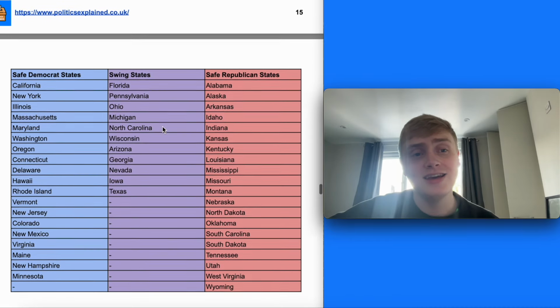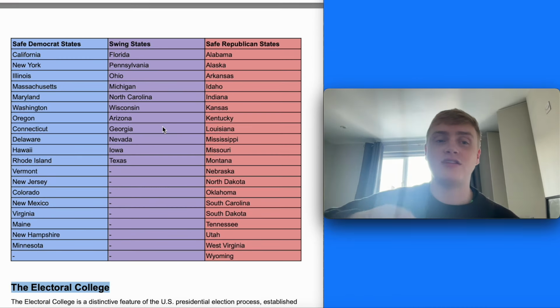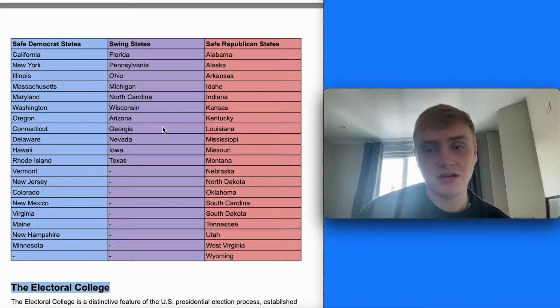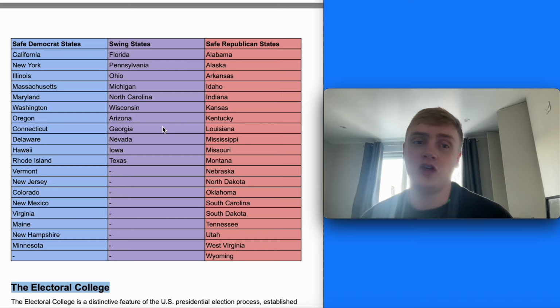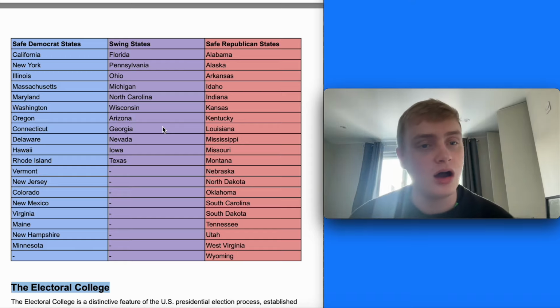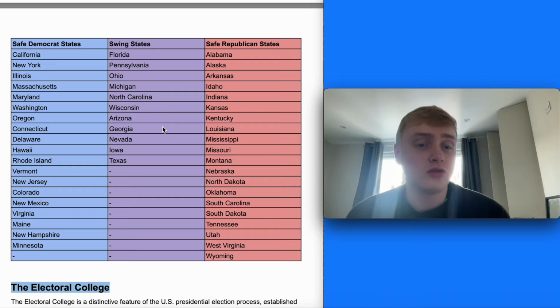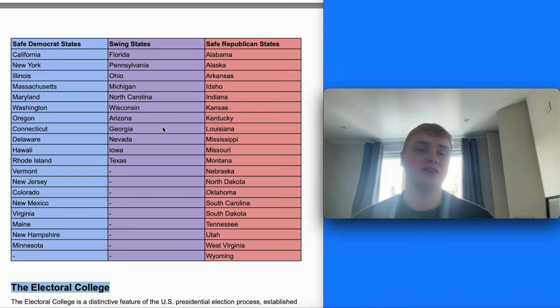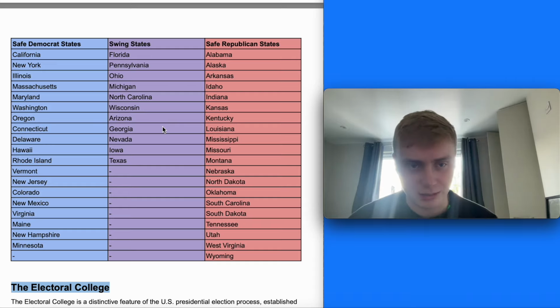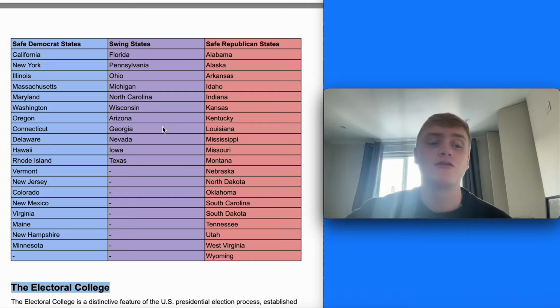I've got here a key list of the safe Democratic states, swing states, and safe Republican states. So the vast majority of campaigning is done in these swing states, sometimes also known as purple states. Some of the classic ones like Michigan, Pennsylvania, Ohio, but there've also been some that have been added. So Texas, and Arizona has recently become a swing state. Florida's always been quite an important swing state, but these are the ones to look out for on election day.